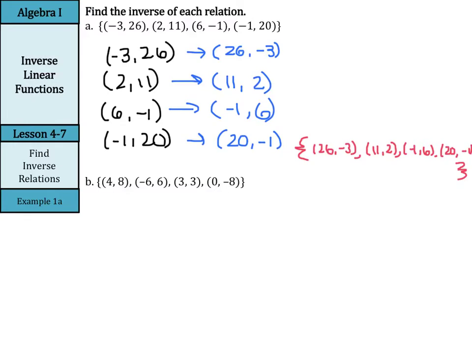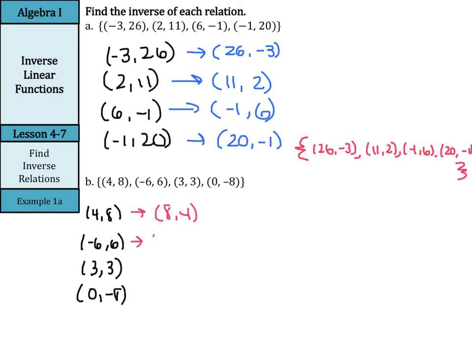What about the next one? Well, we have (4, 8), (-6, 6), (3, 3), and (0, -8). (4, 8) is going to become (8, 4). (-6, 6) is going to become (6, -6). (3, 3), tough one there, stays (3, 3). And (0, -8) is going to become (-8, 0).